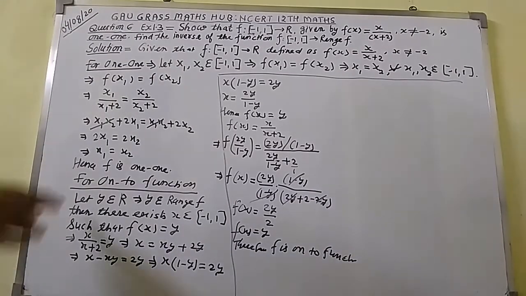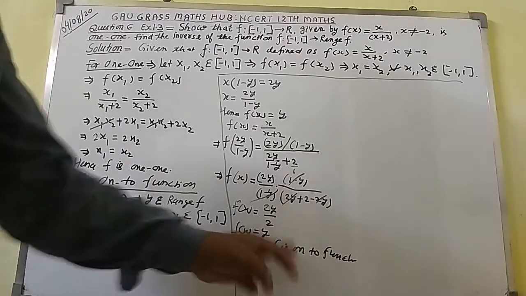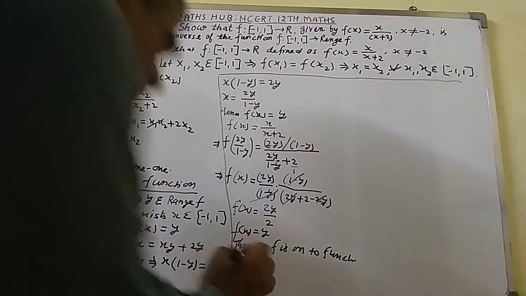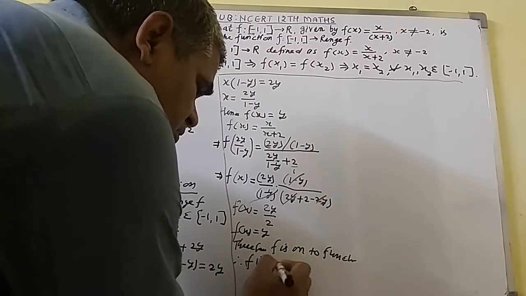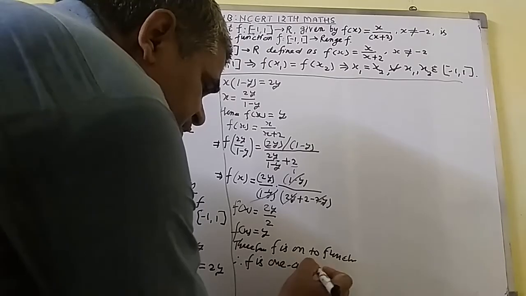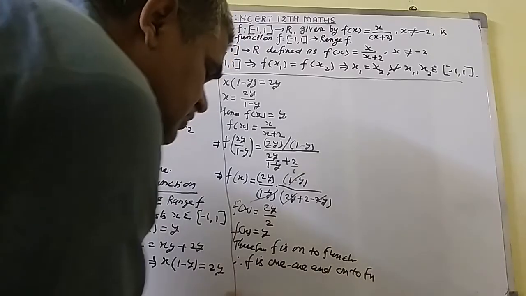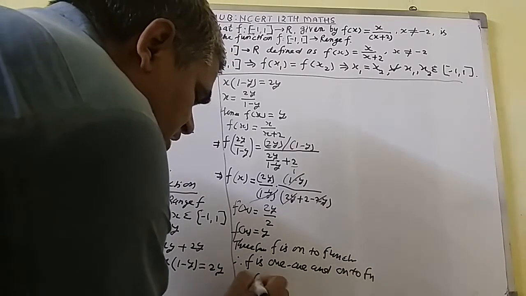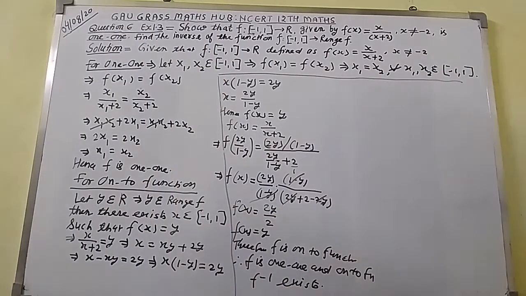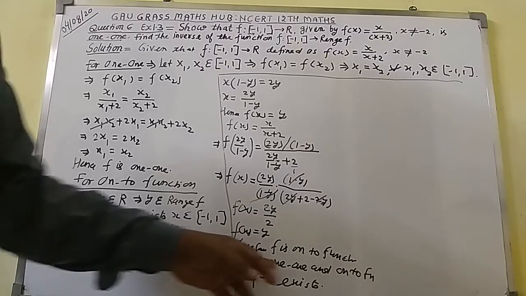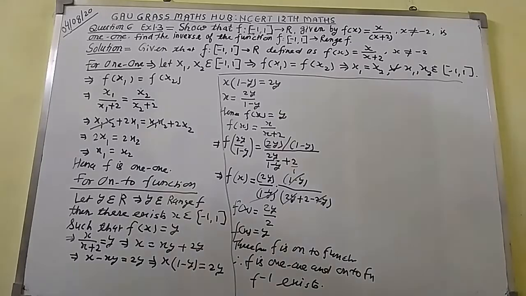So here I have proved f is one-one function. Here I have put f is onto function. Therefore f is one-one and onto function. f inverse exists. If a function is one-one and onto function, f inverse will exist.